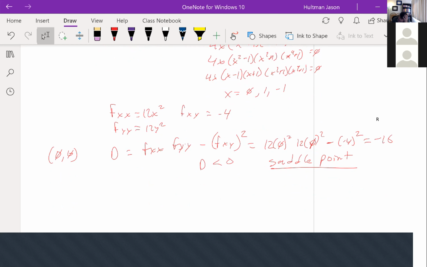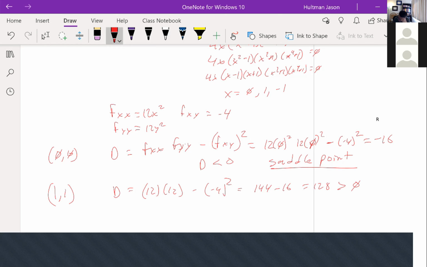Okay, what about 1, 1? Let's try 1, 1 here. D is equal to 12 times 12 minus negative 4 squared. So this is going to be 144 minus 16, which is 128, which is greater than 0.